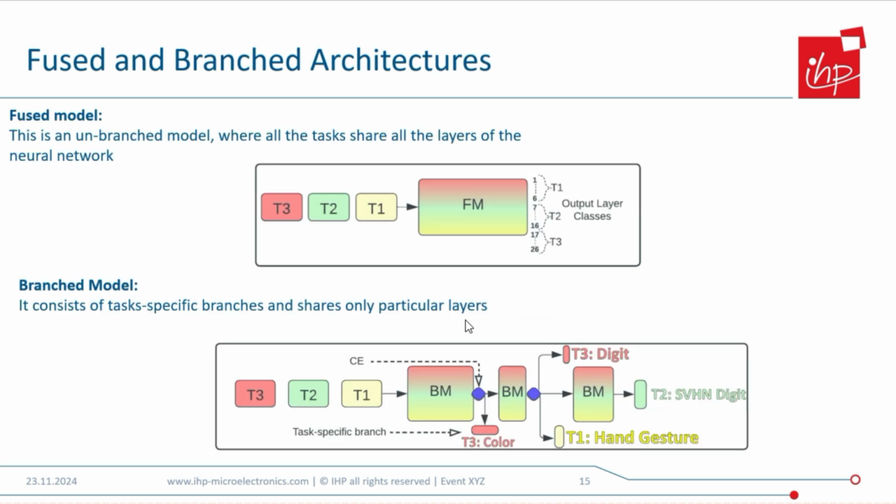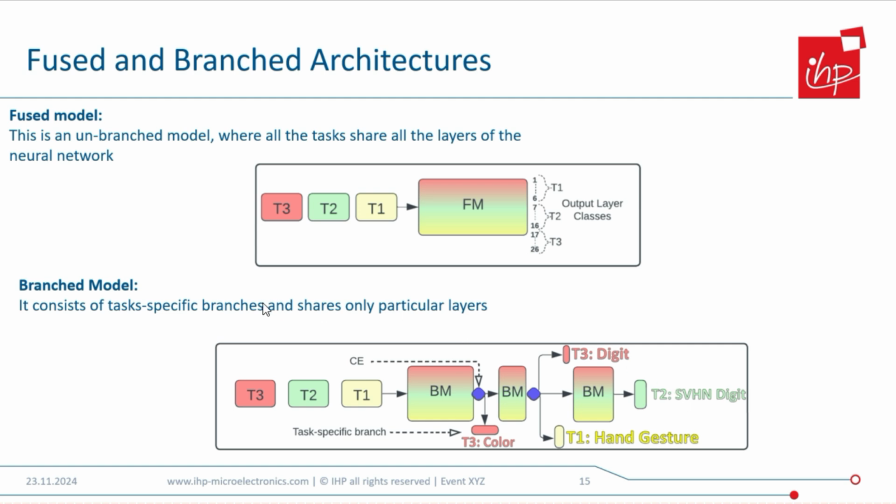And based on shared layer methodology, we have comprehensively tested two different architectures. One is the fused one and one is the branched one. In the fused model, all the tasks share all the layers of the neural network. Only at the output layer, the neurons for each task are different. It has a single output layer consisting of 26 classes, but each task would be having separate neurons. Whereas in the branch model, there are task specific branches which only share particular layers.